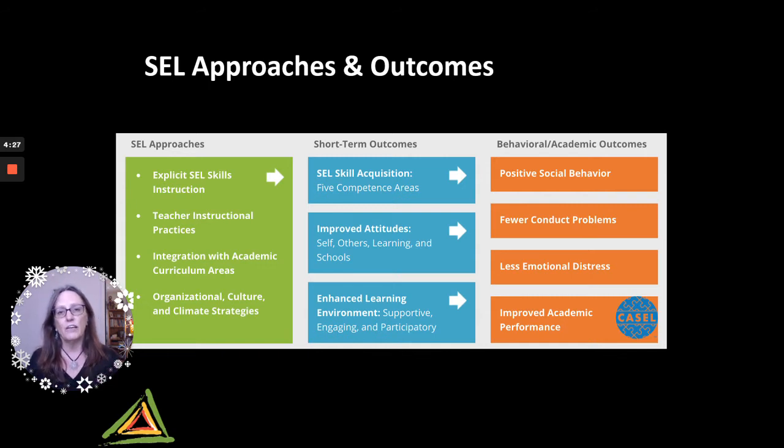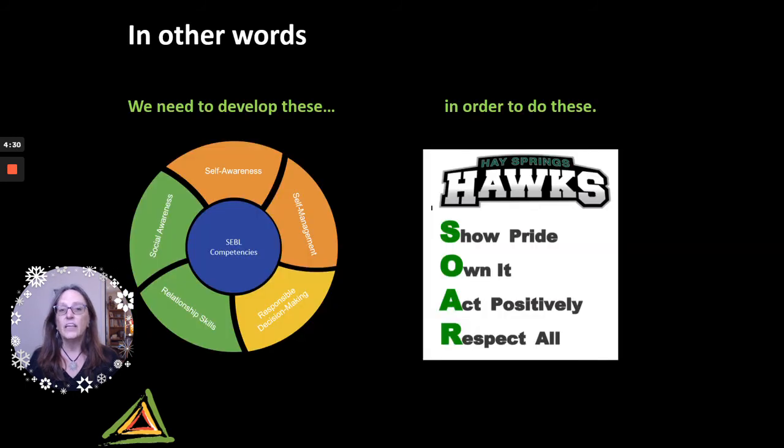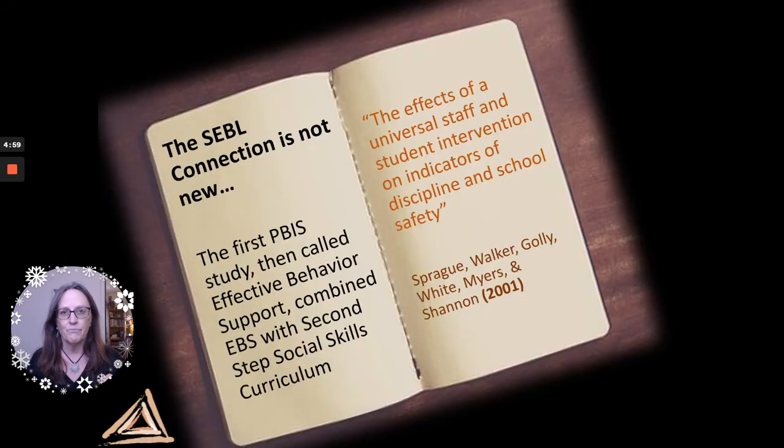In other words, we need the social emotional competencies to demonstrate the behavioral competencies. These are complementary, and we want to align and connect our systems that support students. We must have self-awareness, self-management, social awareness, and relationship skills along with responsible decision-making in order to demonstrate the behavioral competencies.